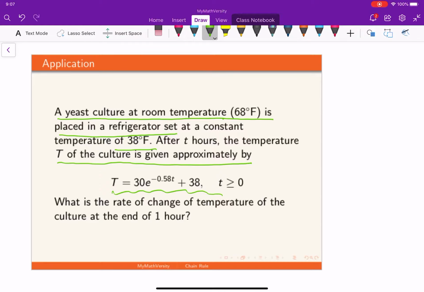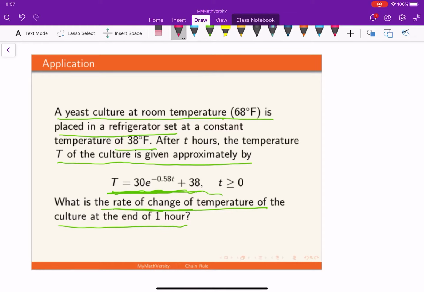The main question here is, what is the rate of change of the temperature of the culture at the end of 1 hour? We have been given a scenario where the temperature of the culture is approximated by this equation, and our goal is to find the rate of change of that temperature at the end of 1 hour. So how do we work on this question?